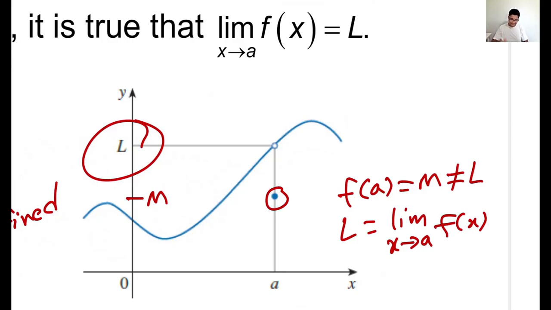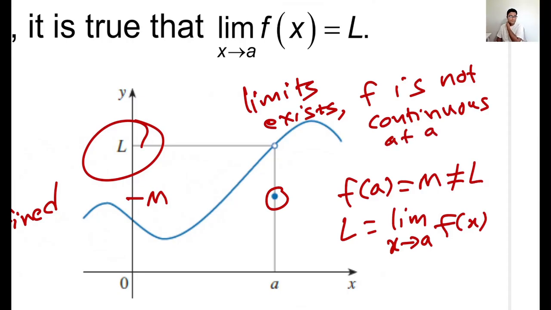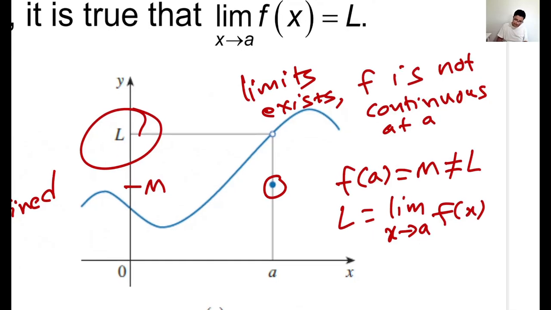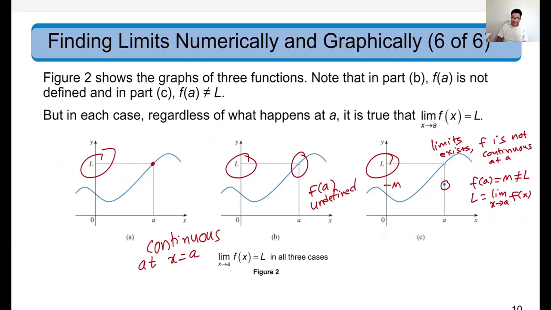The limit exists and it's a finite number L. The value of the function is defined and is some number m, but m and L are not equal. So the limit exists, but f is not continuous at A. All of this is at A. Continuity we'll discuss more later, don't worry, but you are getting an idea here.